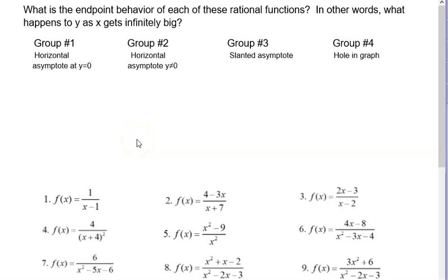One of the most difficult things about graphing rational functions for students is determining endpoint behavior. In other words, what happens to y as x gets infinitely big. We've looked at graphs that have 4 categories of endpoint behavior. Either they have a horizontal asymptote at y equals 0, meaning the graph levels out at the x-axis. Or there's a horizontal asymptote but not on the x-axis, some other value of y. There's a slanted linear asymptote, or there's just a line with a hole in the graph.